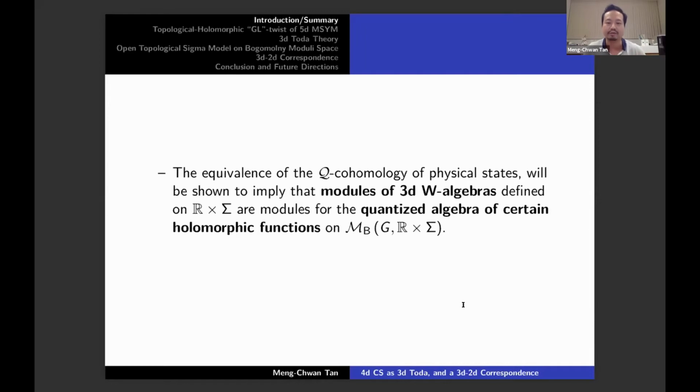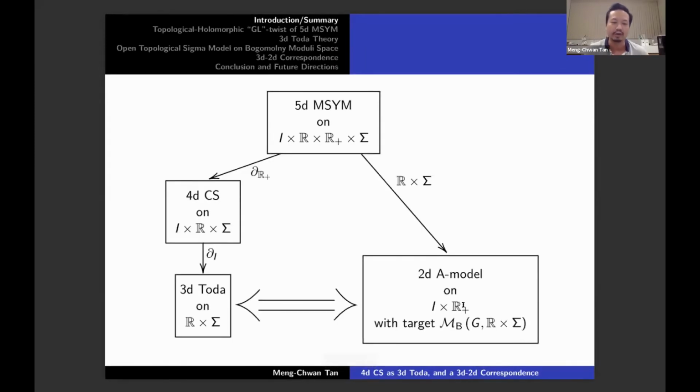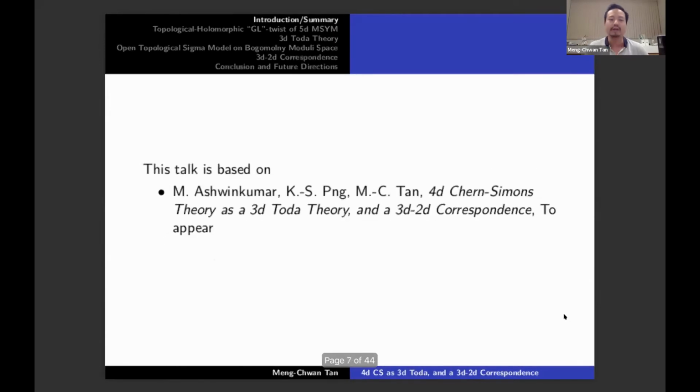Okay, so this is sort of the punchline, the mathematical consequence of this physical study of partially twisted gauge theories in higher dimensions and their different reductions. This is the mathematical punchline, and of course the physics is a 3D Toda theory being equivalent to a 2D sigma model.